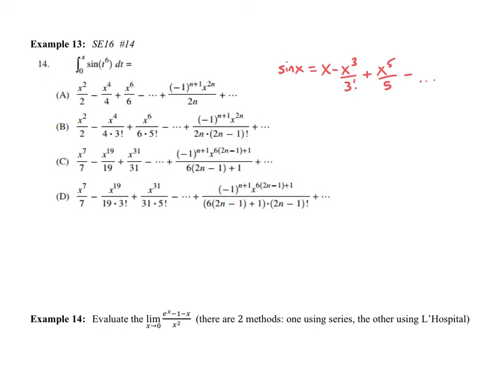I'm going to then transition into sine of t to the 6th. So I'm going to put a t to the 6th in for every x. So I have t to the 6th minus t to the 6th cubed, which would be t to the 18th divided by 3 factorial, plus t to the 6th to the 5th, so that would be t to the 30th divided by 5 factorial. Go back up to the original. I don't know if I just missed it or if it didn't register, but make sure to put a factorial down there. Mine was missing. Okay, and then we would of course just continue this.